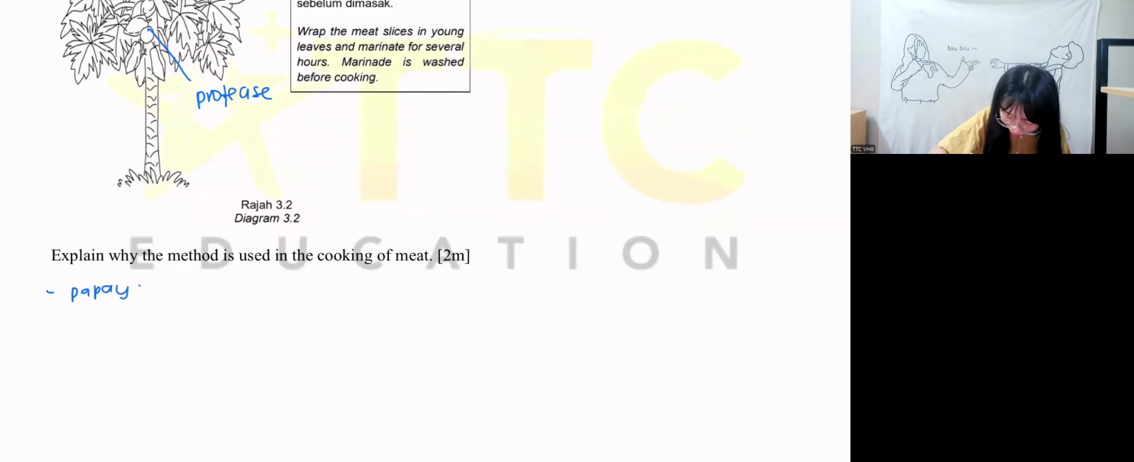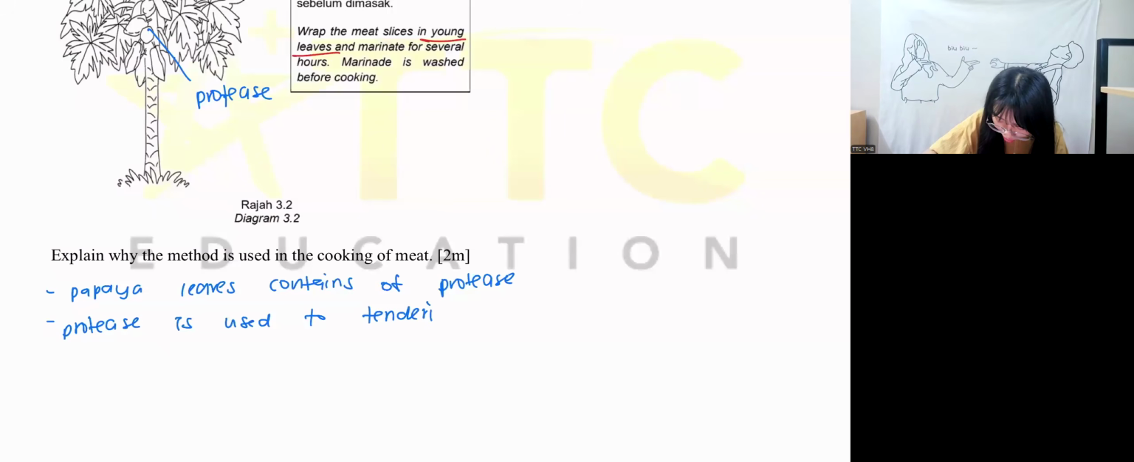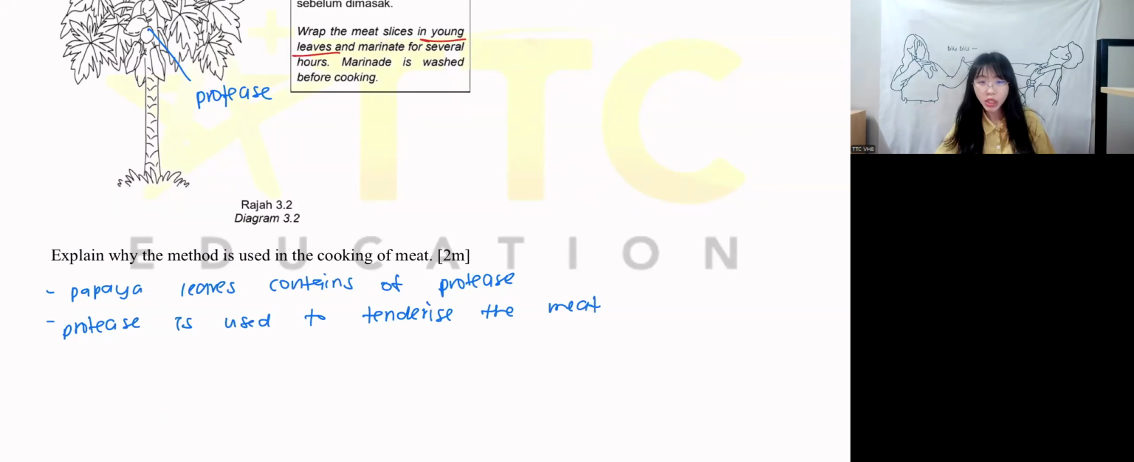So first, you're going to say the enzyme used is protease. The papaya leaves contain protease. Because the question says young leaves, that's why it's papaya leaves. Next, protease is used to tenderize the meat, or you can say soften the meat. Tenderize also can, soften also can. If you put it too long, your meat will become even more soft, very soft.